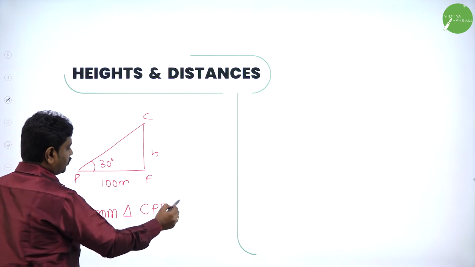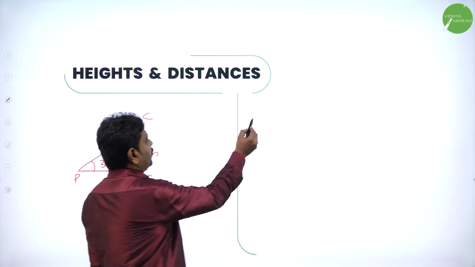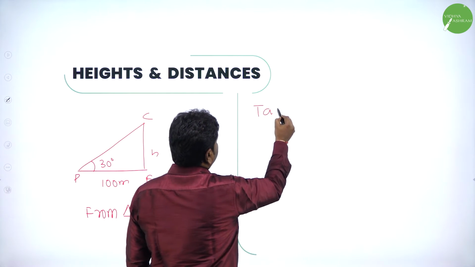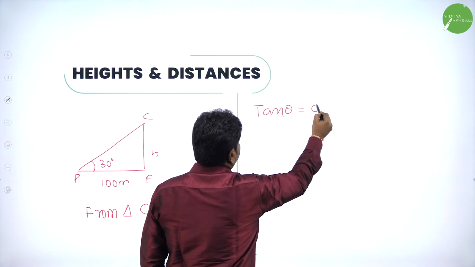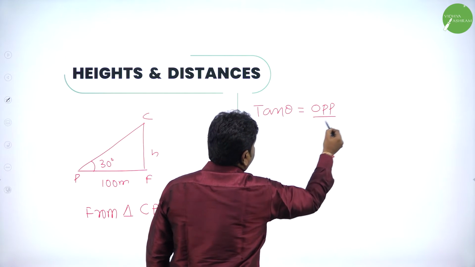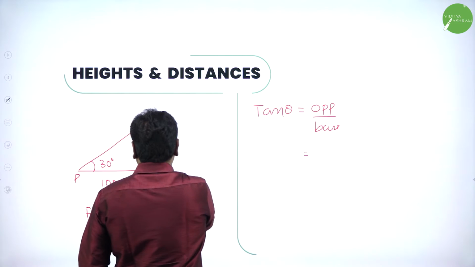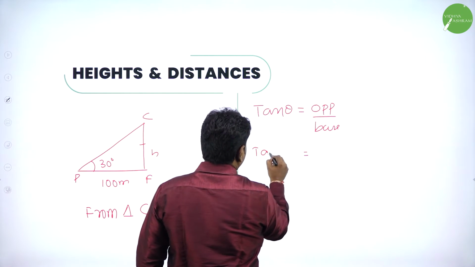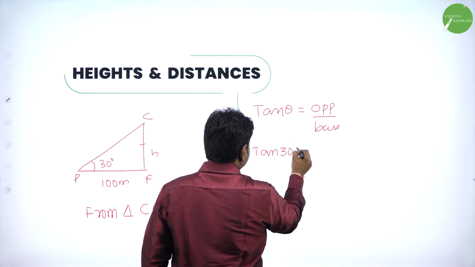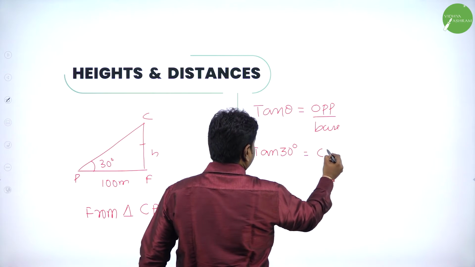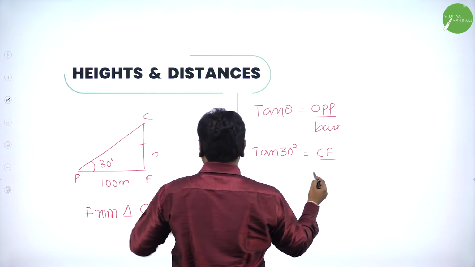So from this, take from the triangle, what is a triangle? CPF. Again we can apply tan theta. What is tan theta? Opposite side divided by base, or opposite side divided by adjacent. What is meant by opposite side? Opposite to the theta. So theta is 30 degrees.